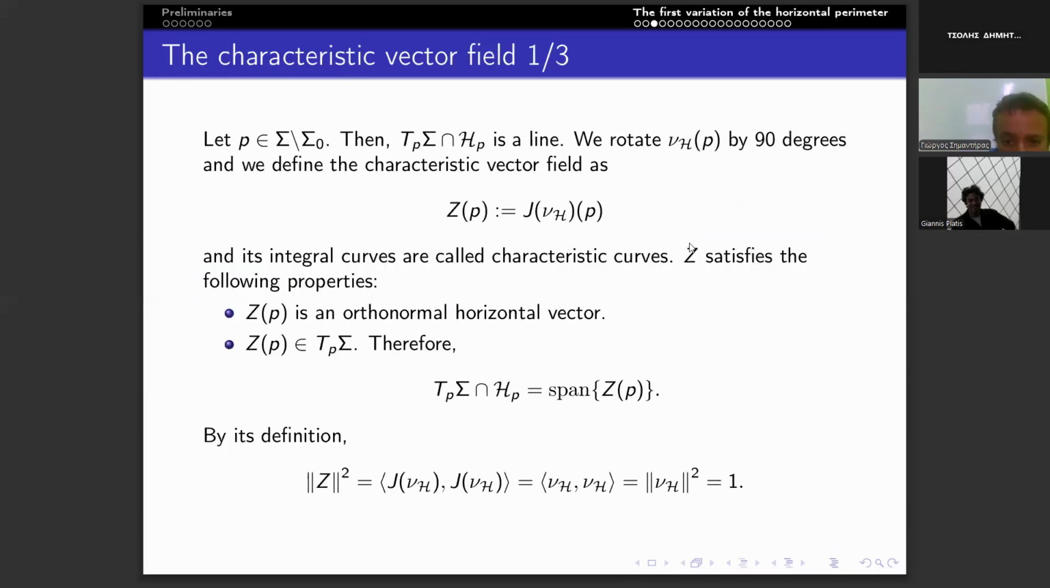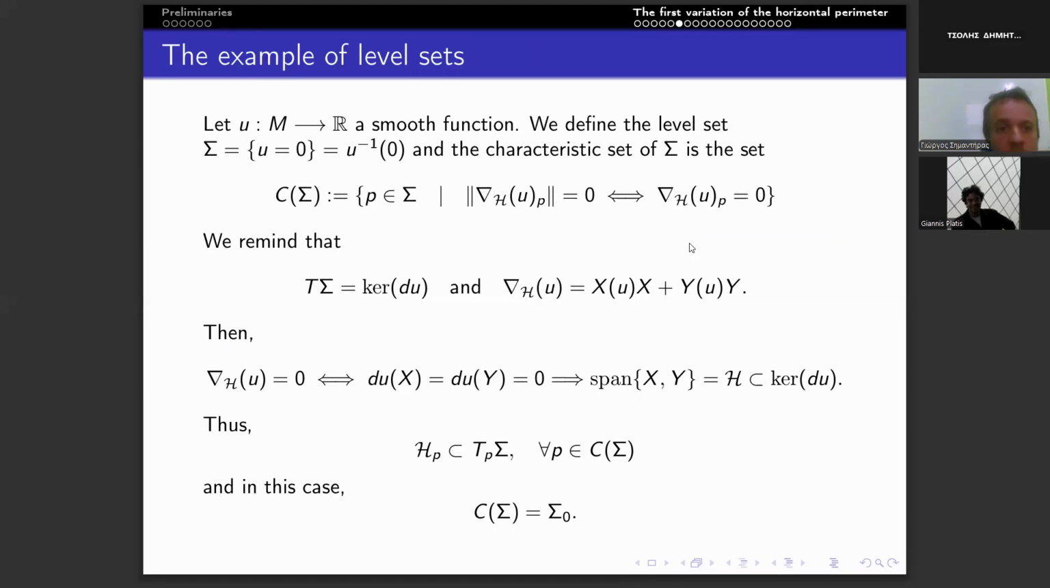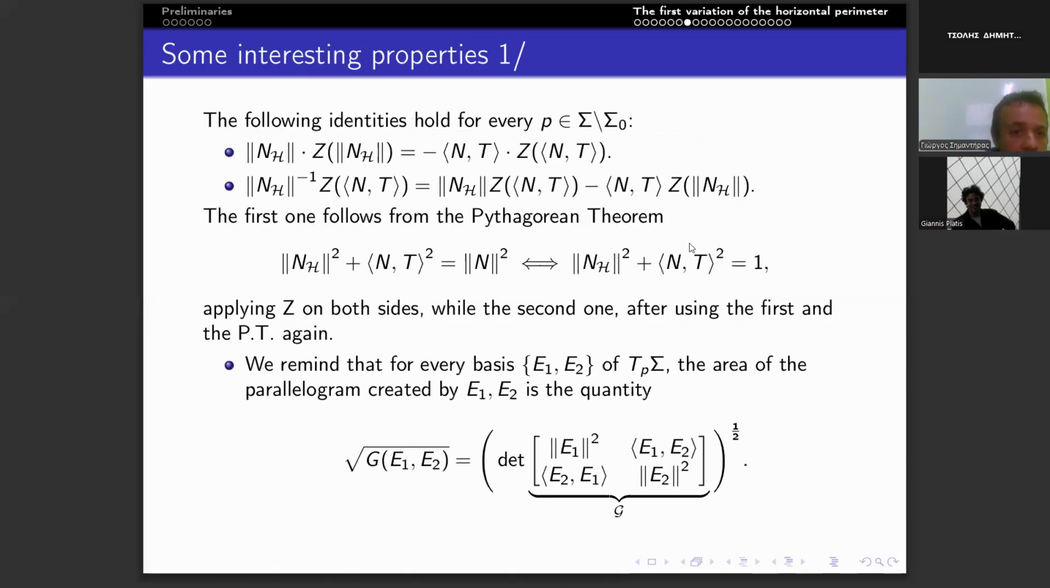And now we present some interesting properties, and we start with some identities that hold for every non-singular point. The first identity follows from the Pythagorean theorem, practically from the decomposition of the normal unit vector into the horizontal part and the transverse part.